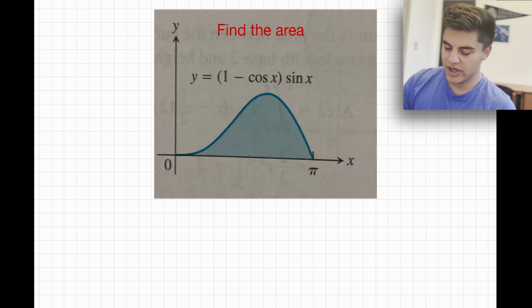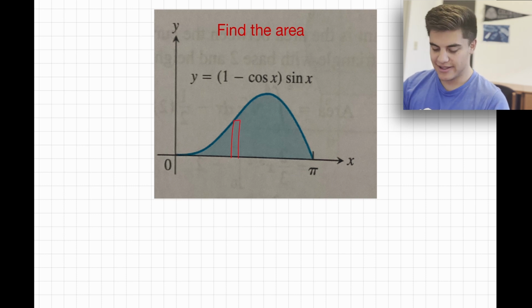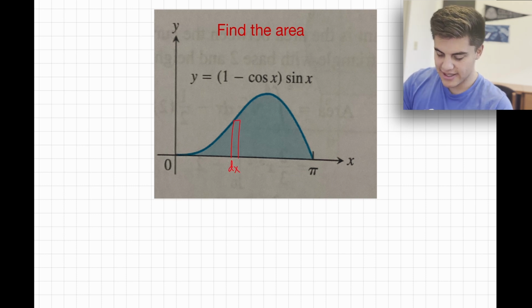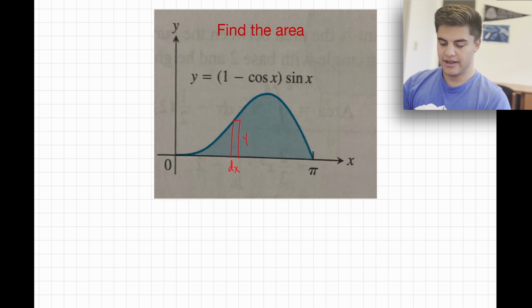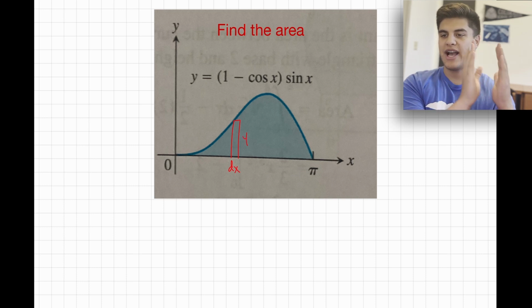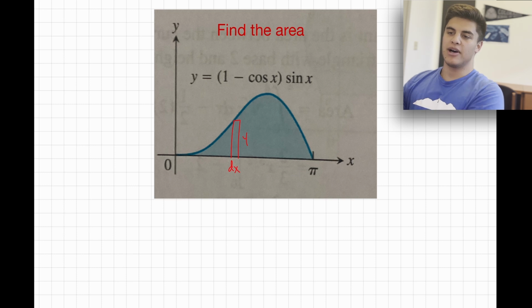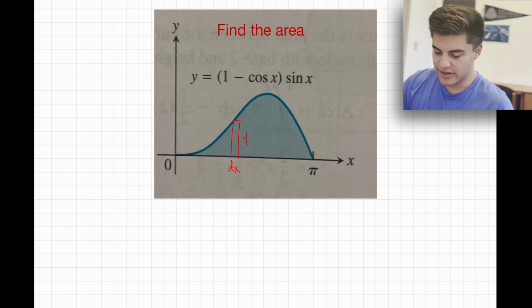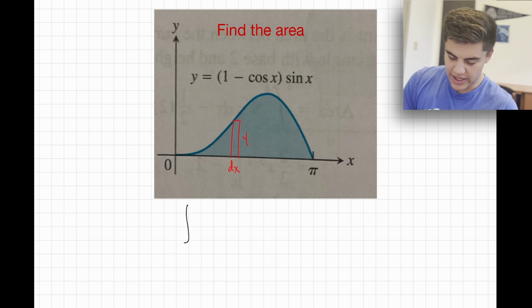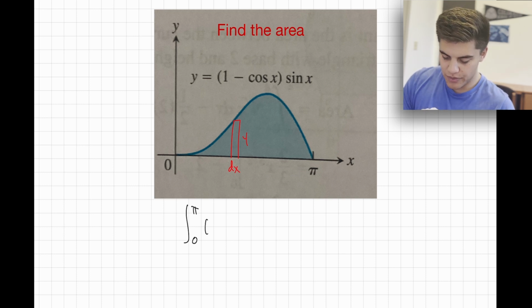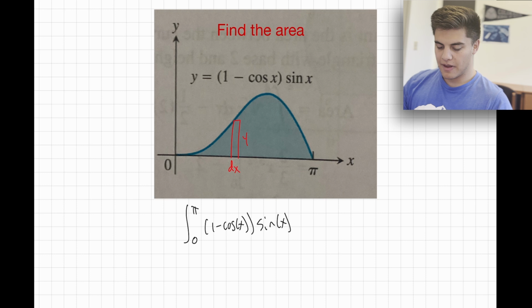So what I like to do here is draw out an infinitesimal slice with some width dx and some height y. So what we're doing is we're adding up all these slices going up to pi. And that's what the integral function does. So we're doing the integral from 0 to pi of the height, which is 1 minus cosine of x multiplied by sine of x, dx, which is the width.